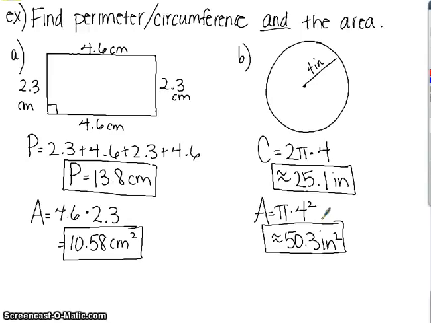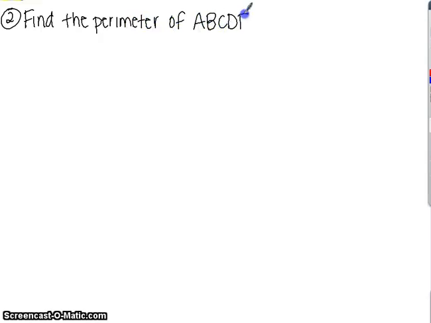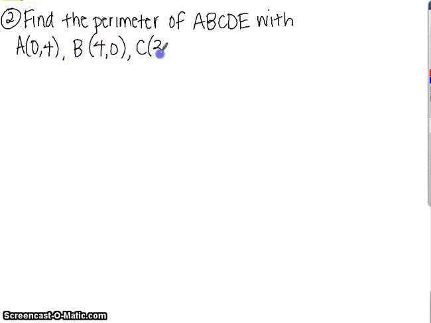Awesome. My last example, you are going to have to use the distance formula on this one. Here's what this one looks like. We want to find the perimeter of ABCDE with A at 0, 4, B at 4, 0, C at 3, negative 4, D at negative 3, negative 4, and E at negative 3, 1.